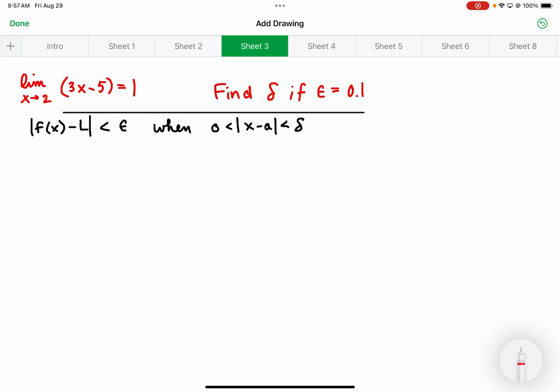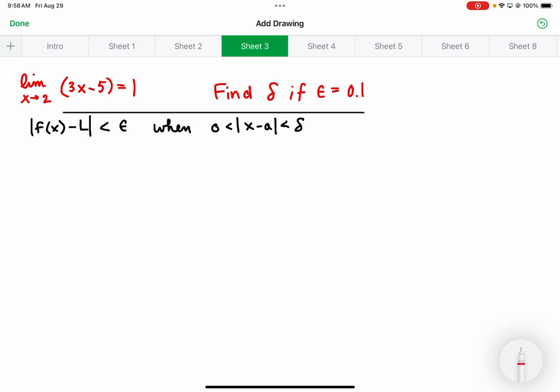All right, so let's say we're given the limit as x goes to 2 of 3x minus 5 equals 1. We want to find delta if we know a specific epsilon equals 0.1. When we're given problems like this, most of what we will do is just take what we are given and plug it into our definition. Then you'll be able to simplify it and get the desired result that we're looking for.